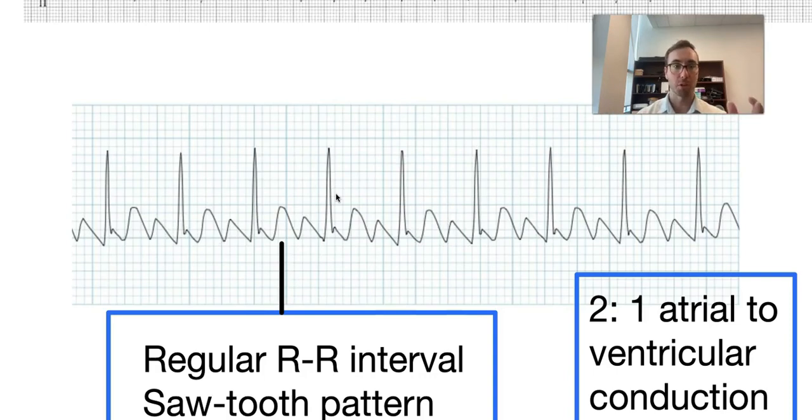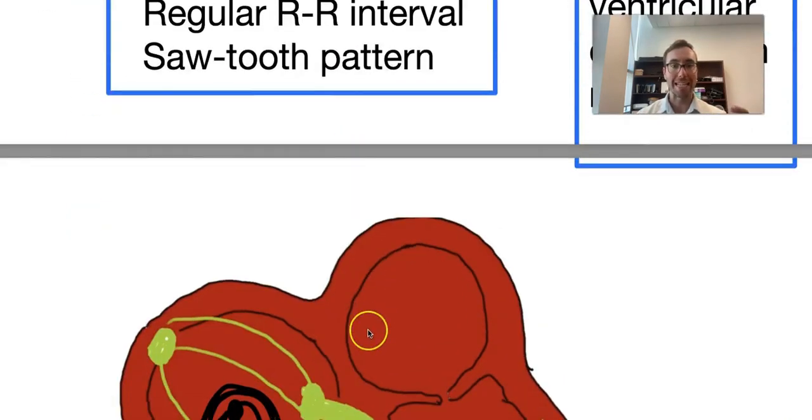It has that multiple ectopic foci going on in the atria, and some of the impulses only get conducted through the AV node, but that's why it's so irregular.